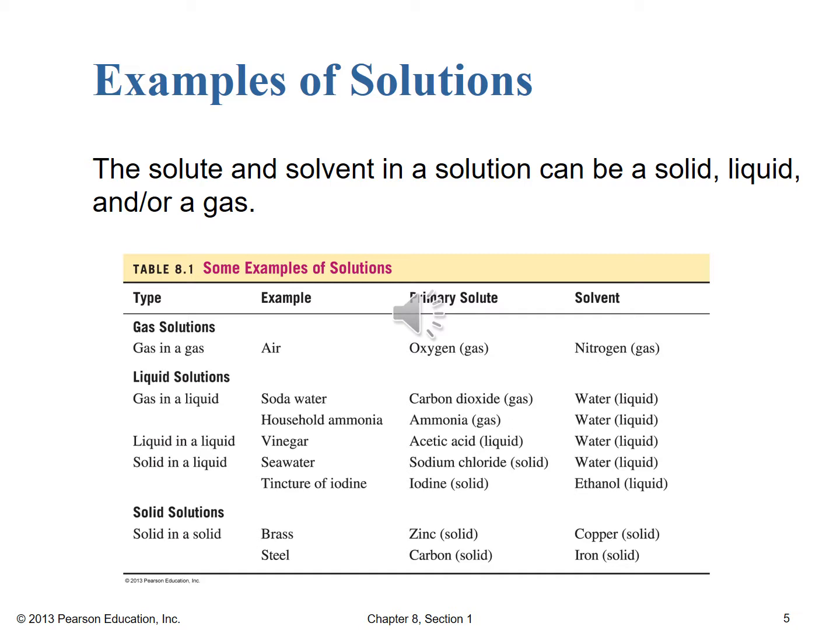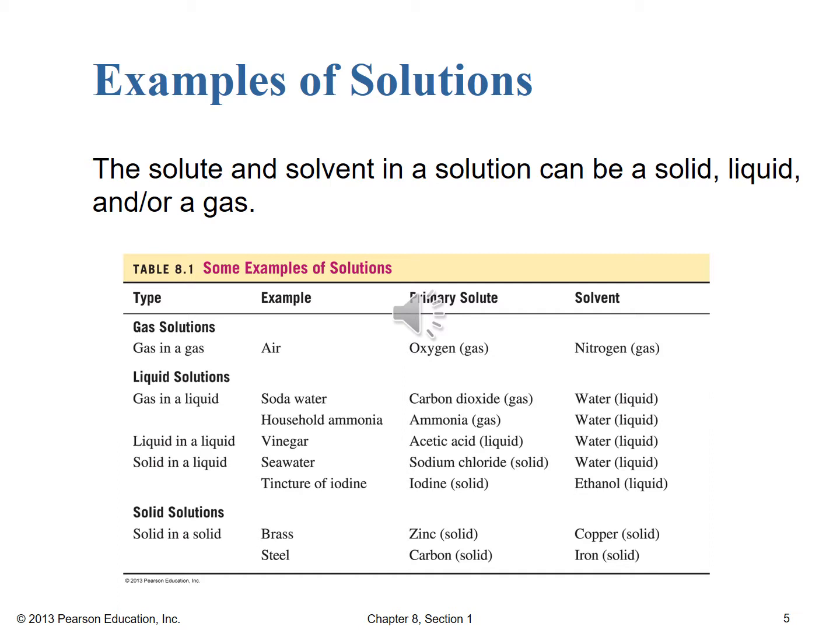Household ammonia is another example. The ammonia gas is dissolved in that liquid water. We can have liquids and liquids, and they tend to be what we call miscible. They tend to mix in very good amounts if we're talking about something like vinegar, which is acetic acid in water, or ethanol in water for alcoholic beverages.